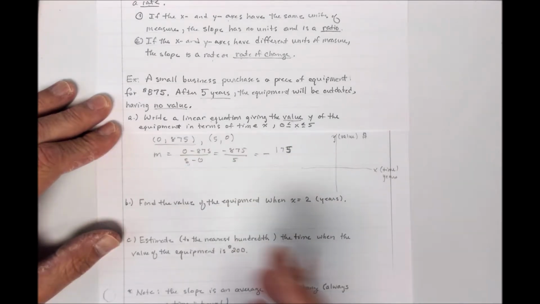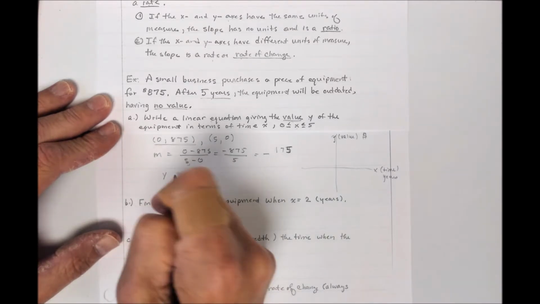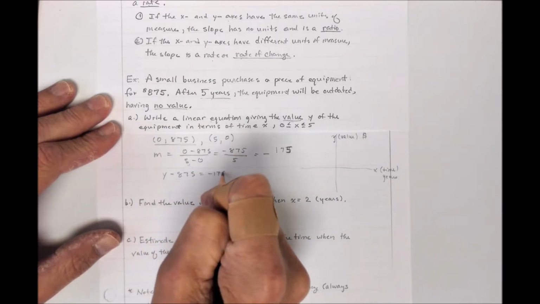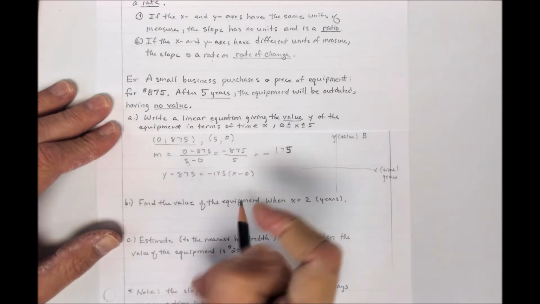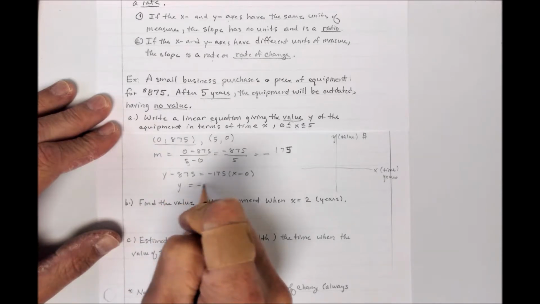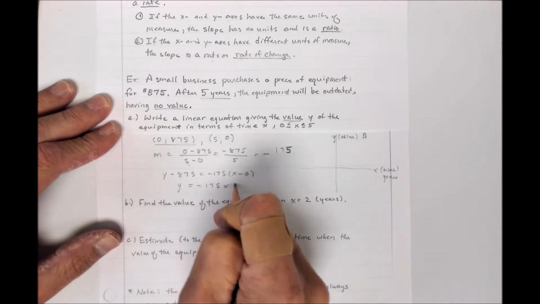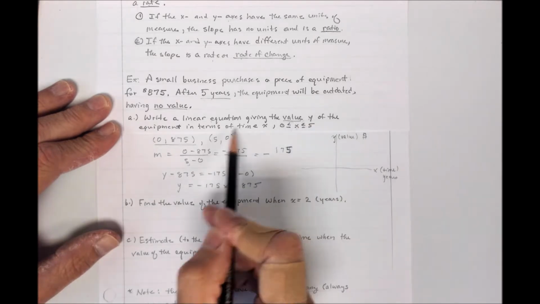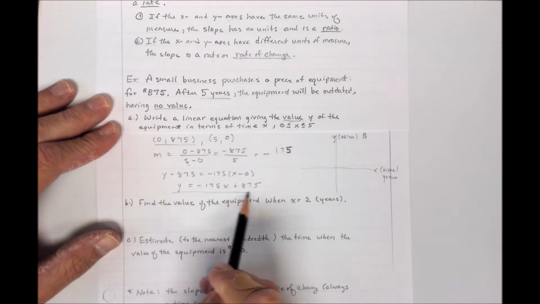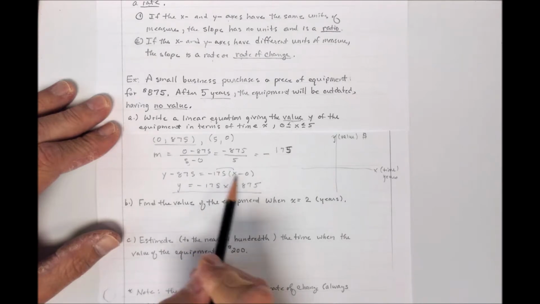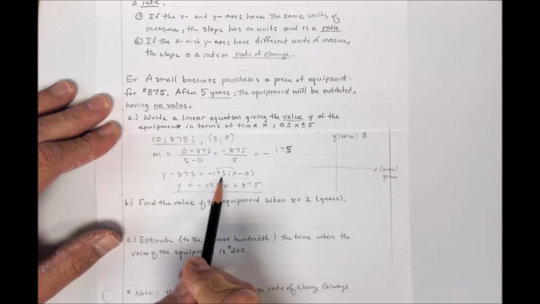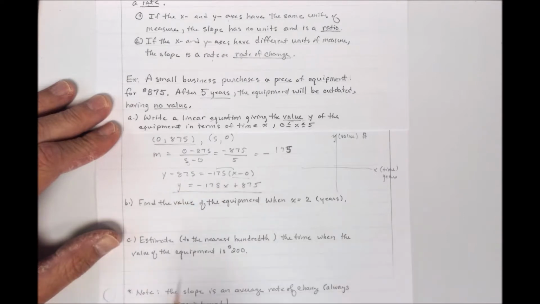But if I go ahead and use the point-slope form, y minus 875 equals negative 175 times x minus 0. So I have y equals negative 175x plus 875. Now notice they want the value of y in terms of x, so I had to isolate the y. So I did two steps here. I distributed, of course, x minus 0 is just x, so I don't really have to think of it as distributing. And then I added 875 to both sides.